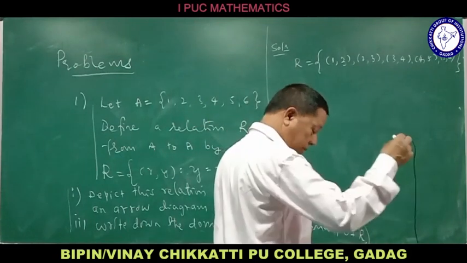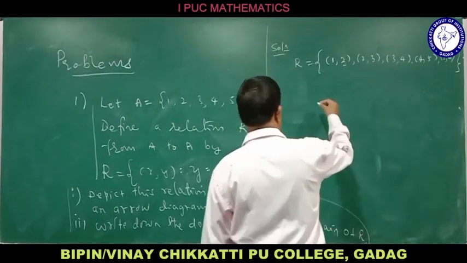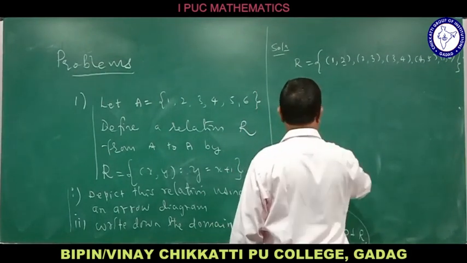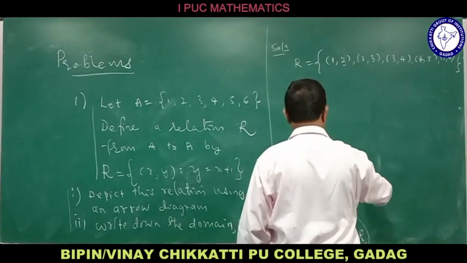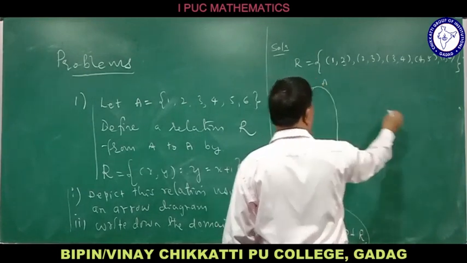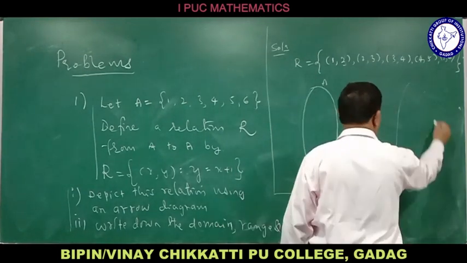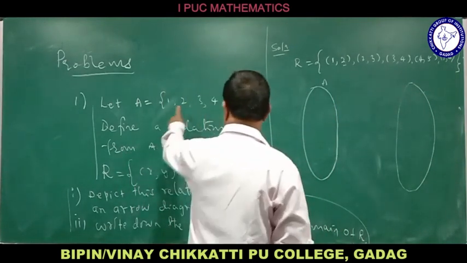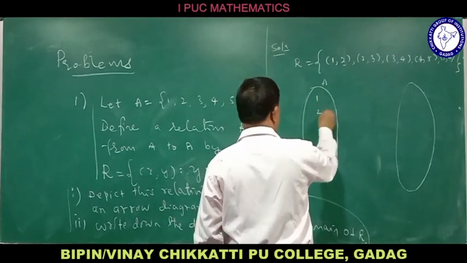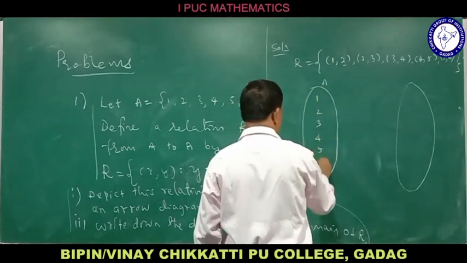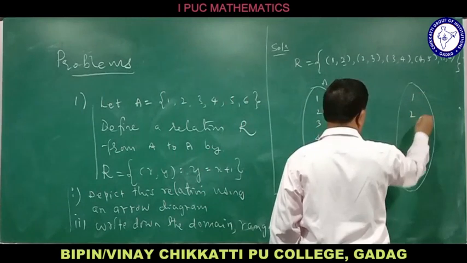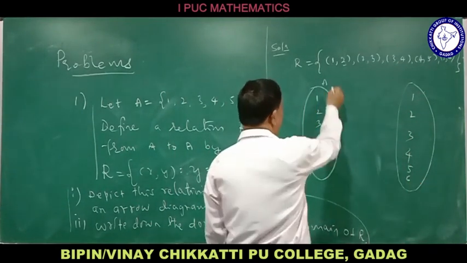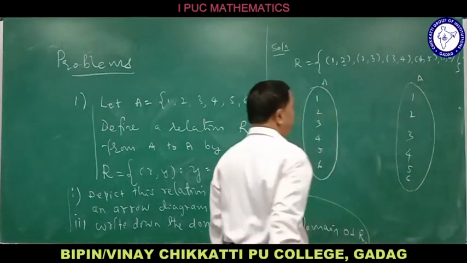See that, once you go for representing an arrow diagram, I want to tell more clearly that this is set A, and this is also set A, because here you see A to A. What are the elements in this? 1, 2, 3, 4, 5, 6, and here also 1, 2, 3, 4, 5, 6. So this is also set A and this is also set A.